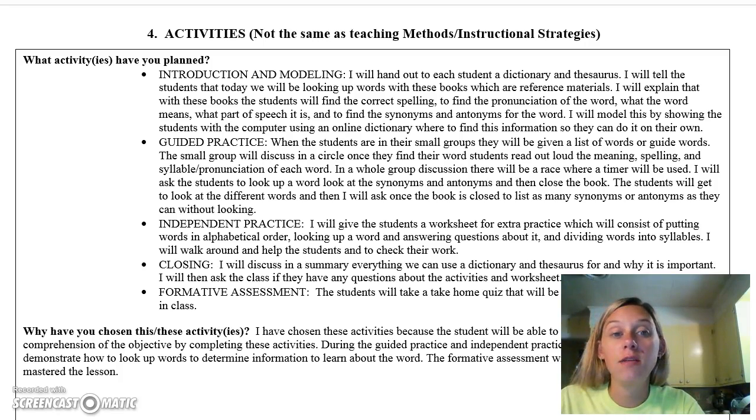For the guided practice, this is when the students are in their small groups. They will be given a list of words or guide words. The small group will discuss in a circle once they find their word, and students read out loud the meaning, spelling, and syllable pronunciation of each word.